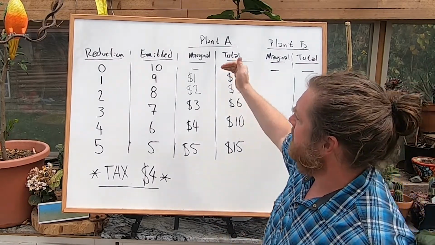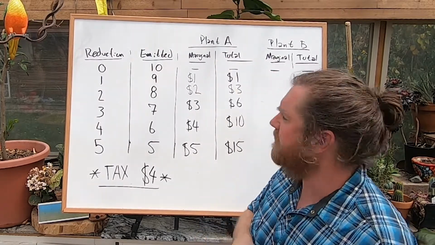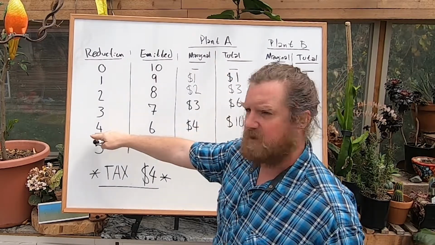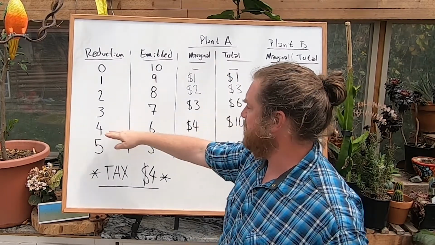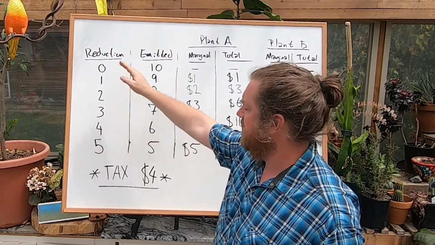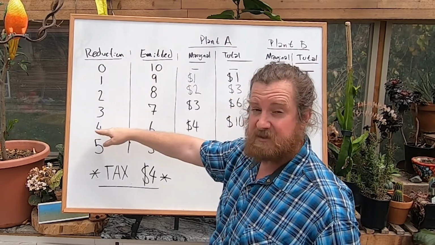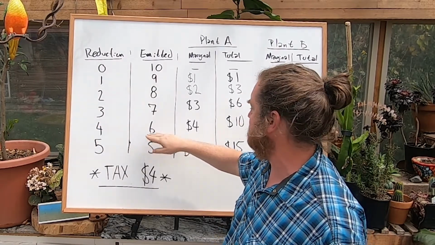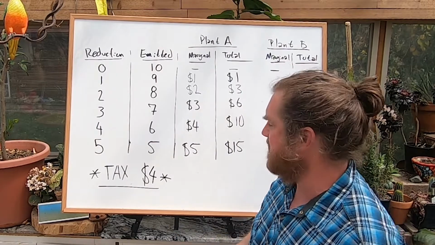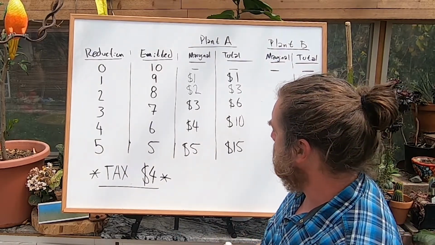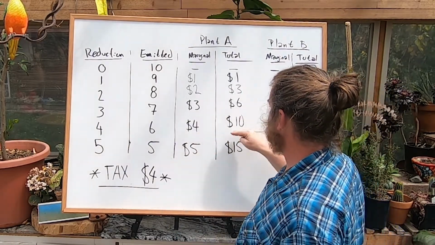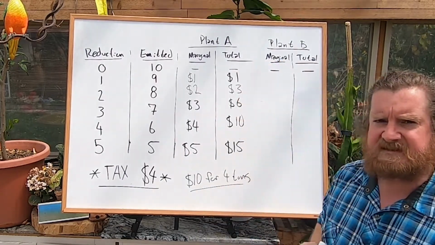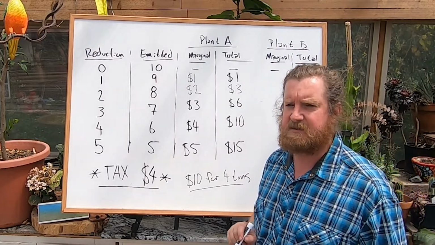So in this case, a $4 carbon tax resulted in a reduction of 4 tons of CO2. So that reduced us down to 6 tons. We reduced our emissions by 4 tons of CO2. We're currently emitting 6 tons of CO2, and essentially we're breaking even with the carbon tax. So this organization ultimately spent $10 to get rid of 4 tons of CO2.